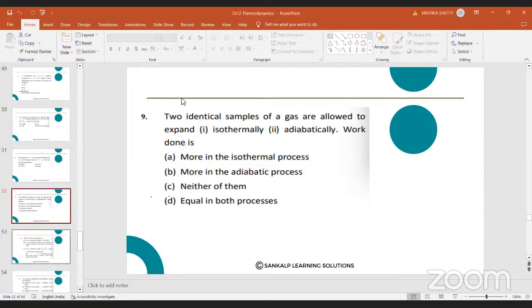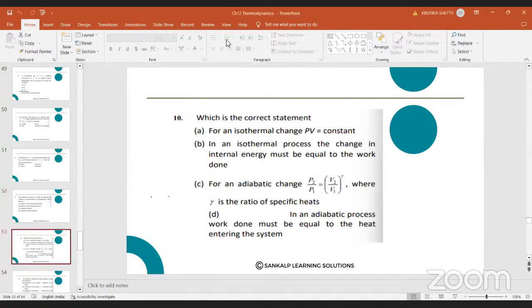Next question. Which of the statements is right? Again, check. For an isothermal change, PV is equal to constant. In an isothermal process, the change in internal energy must be equal to the work done. For an adiabatic change, P2 by P1 is equal to V2 by V1 raised to gamma, where gamma is the ratio of specific heats. Option D, in an adiabatic process, work done must be equal to the heat entering the system. Which of the following statements is correct?